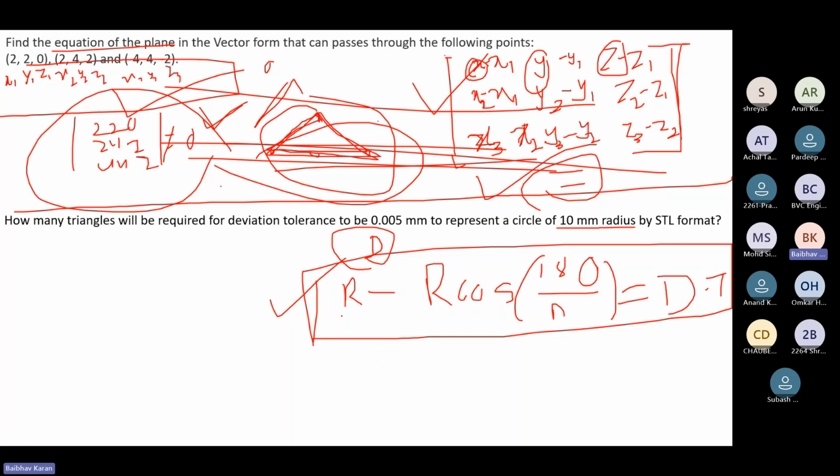So how will we be applying this? This is the formula. How will we apply this? We know the deviation tolerance.